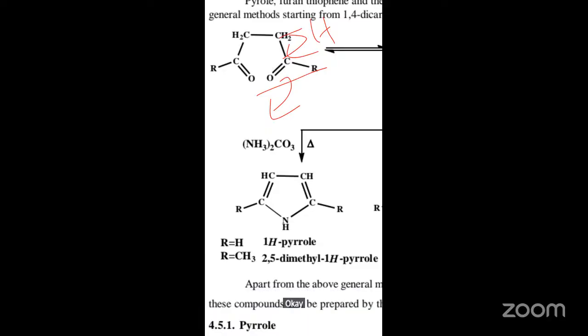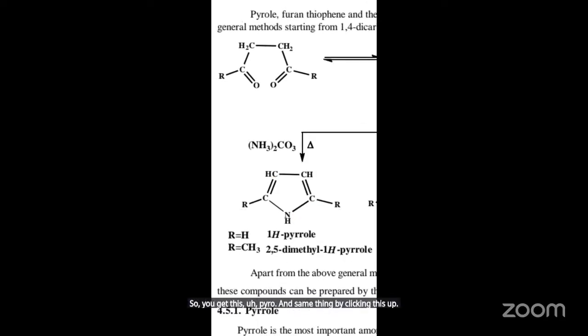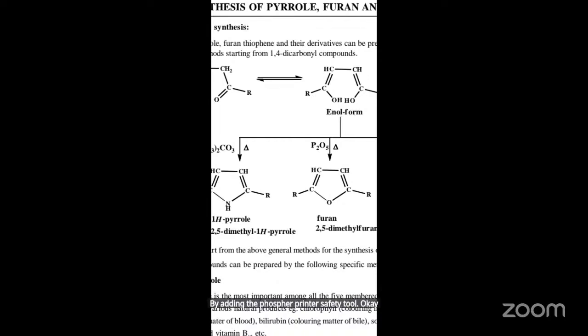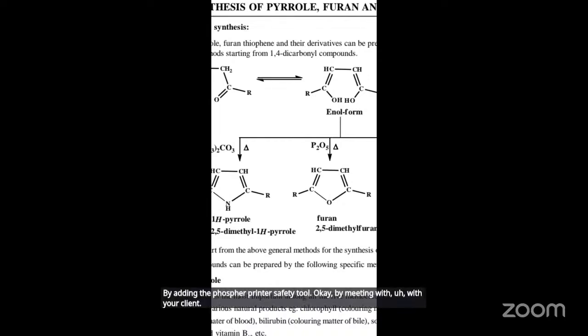So from this particular keto form to this enol form, you can add different reagents like ammonium carbonate. Upon heating with ammonium carbonate, you get this pyrrole. And the same thing, by adding phosphorus pentoxide, P2O5 and heating, you will get the furan.